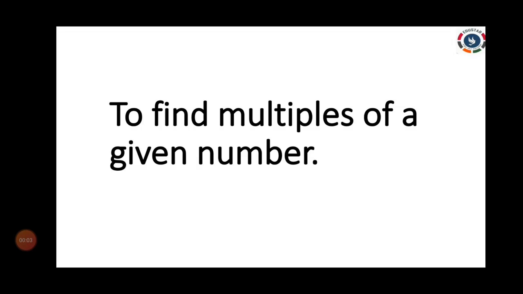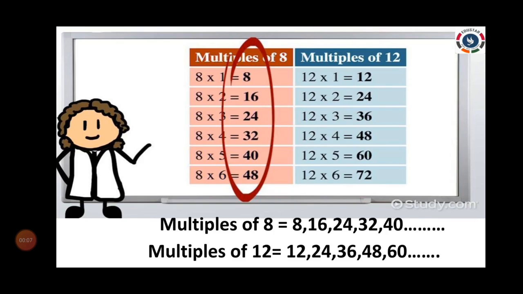Next, we are going to find the multiples of a given number. Suppose they ask you to list the first 5 multiples of 8, you write up to the 5 table, that is 8, 16, 24, 32, 40. Suppose it is 3, you can stop there. 1 8 is 8, 2 8s are 16, 3 8s are 24. So you write these 3 values alone, 8, 16, 24. Like that you find them.